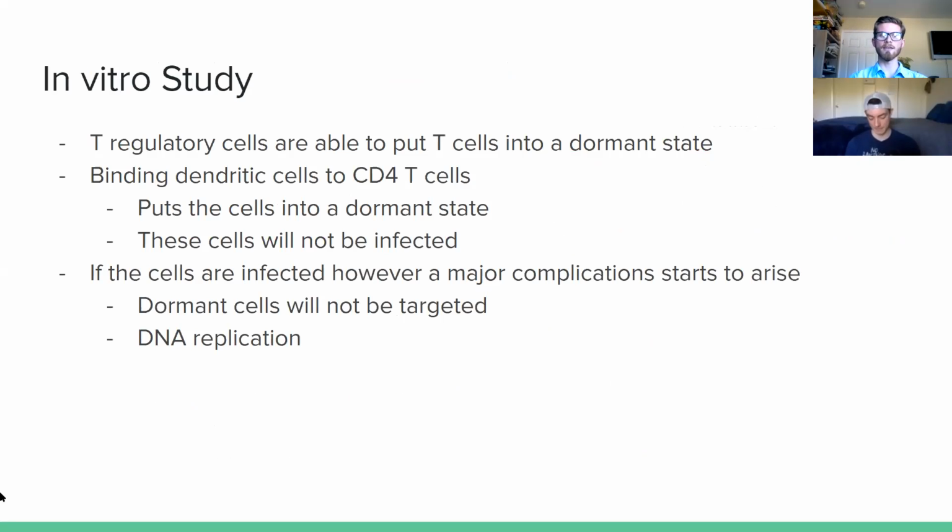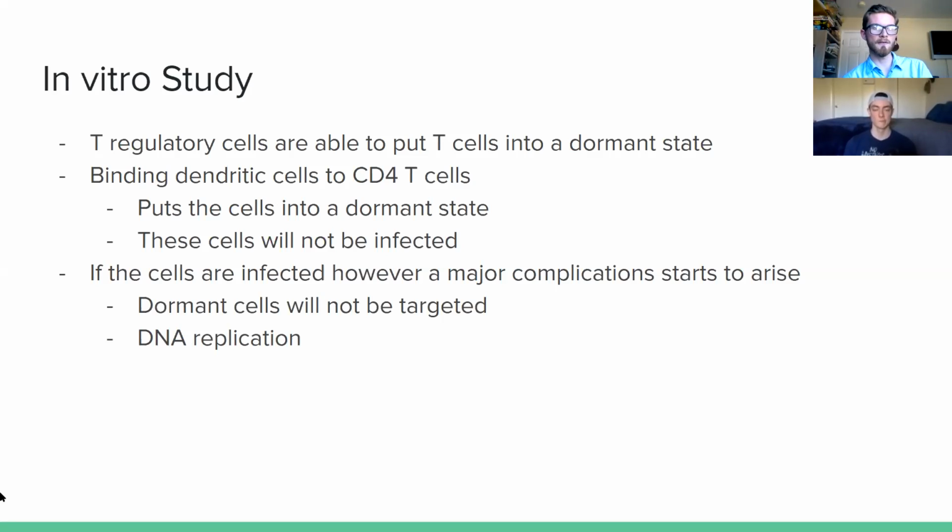So the next study we found was the in vitro study, which overall, the purpose of this study was to observe the effects of binding dendritic cells to infected CD4 plus cells. So normally when a dendritic cell binds to a CD4 plus cell, which is caused by a T regulatory cell, the helper cell, CD4 plus, will become dormant and will not spend unnecessary resources and energy in fighting off an invasion that's not there.